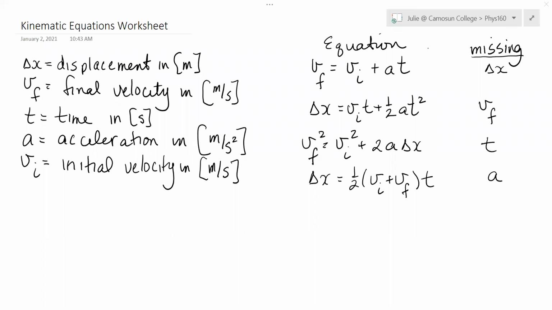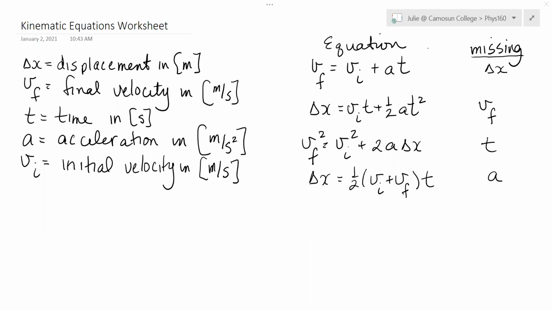This is a video to help you with the kinematic equations worksheet, which you should do before you attempt the actual kinematic problems on this week's assignment. So on the worksheet, I've listed the variables, and you should have watched all those videos about kinematic quantities, so you know what these variables are.